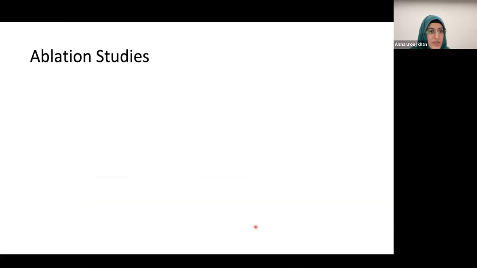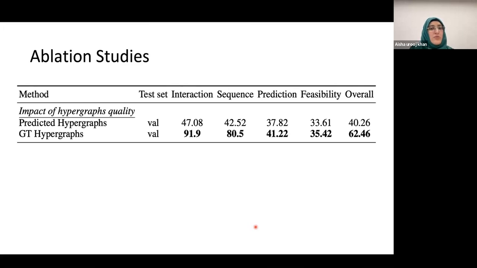Then we did some ablations to validate our system. First thing was to investigate how much the quality of these hypergraphs impacts the system. So what we did is we took the ground truth hypergraphs and the questions and learned a system which takes the ground truth hypergraphs to come up with the right answer. And we found that if we are able to predict the hypergraphs correctly, it significantly improves the performance compared to the predicted hypergraphs. So yeah, the quality of hypergraphs is important.